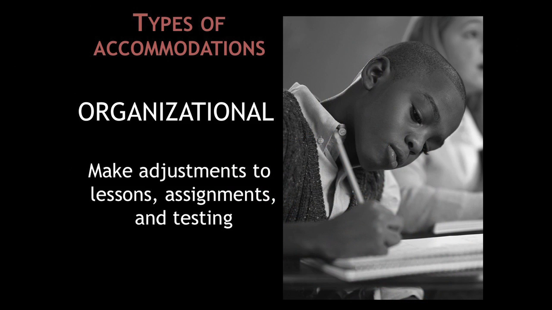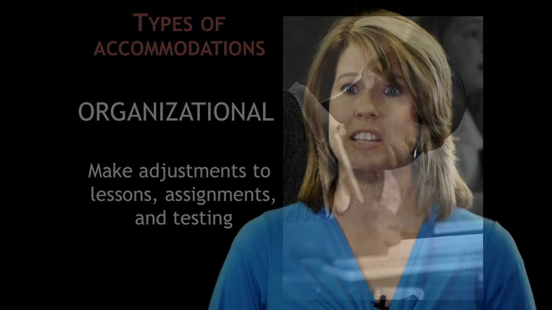Some students may require the use of organizational accommodations designed to make adjustments to lessons, assignments, and testing. Students who have slower processing abilities may require extra time to complete tasks or assignments. Shortening assignments or breaking work into smaller segments could also be helpful. For students who have difficulty writing, allowing typewritten or computer-printed assignments could be appropriate. Providing peer tutoring when needed could also be an appropriate accommodation.